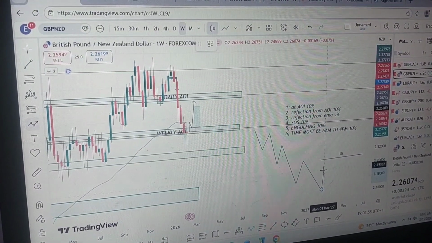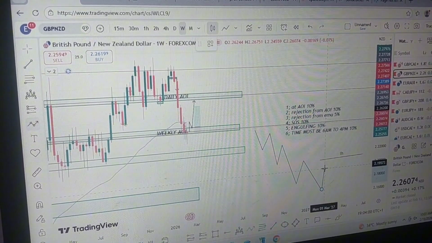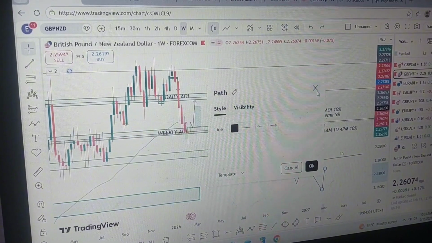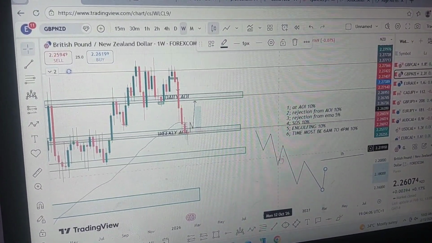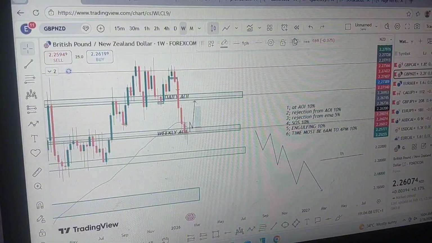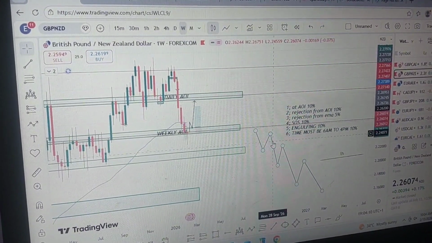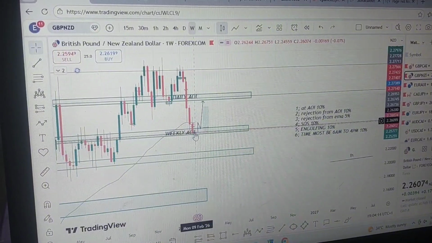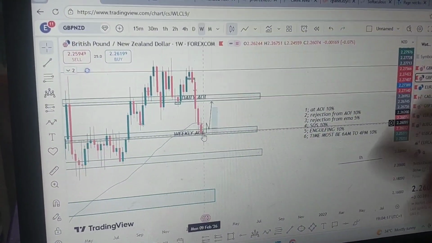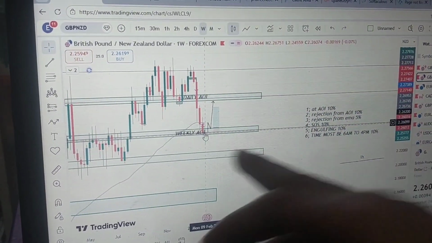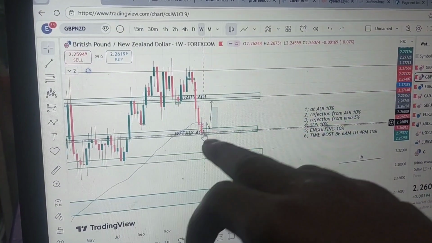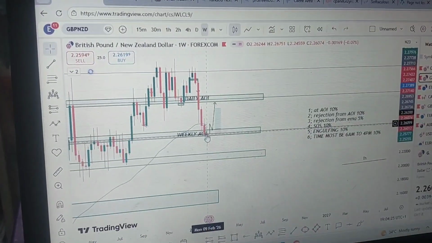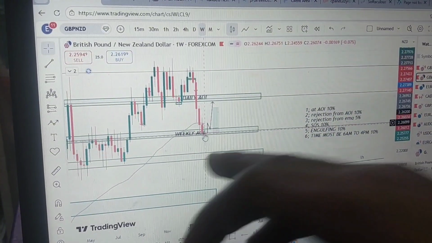Now this is the pullback I'm taking. So this is what I'm expecting in this weekly time frame, the pullback. We can clearly see that we have stopped in this weekly area of interest. We are having a slowdown, a weekly indecision candlestick, slowing down in this weekly area of interest.